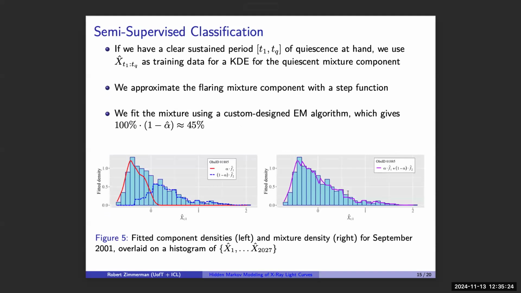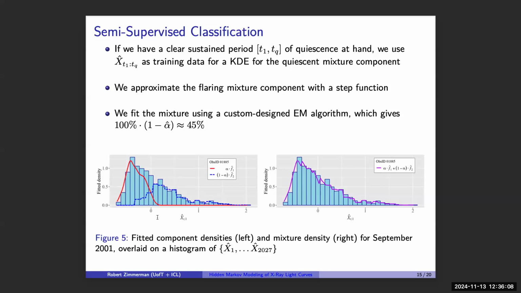And we can do this in two ways. If we're lucky enough to have a clear sustained period of quiescence at hand, which we can hopefully ascertain just by looking at the light curves, say from T1 up to TQ, then we can use those predicted states from T1 to TQ as training data, and train a kernel density estimate for that quiescent component of the mixture model. We approximate the other component of the mixture model using a step function, and we can come up with a custom-designed EM algorithm to fit both components. You can see the results over here in figure 5.